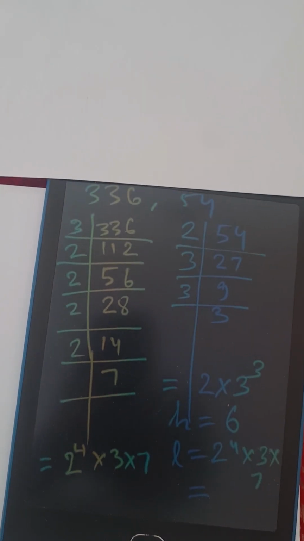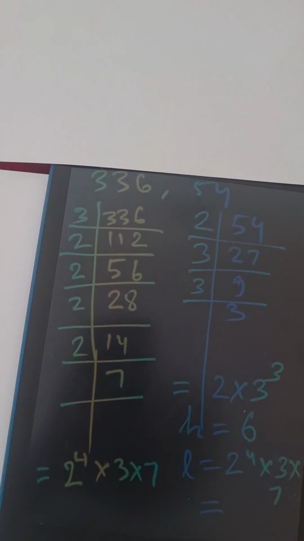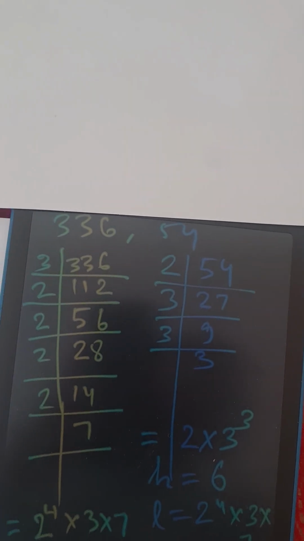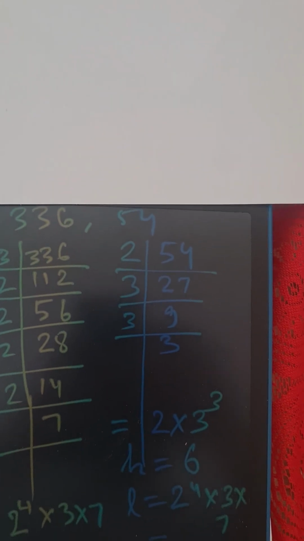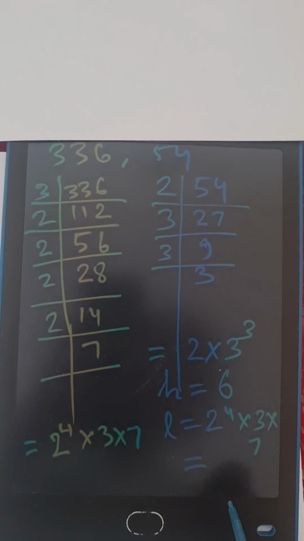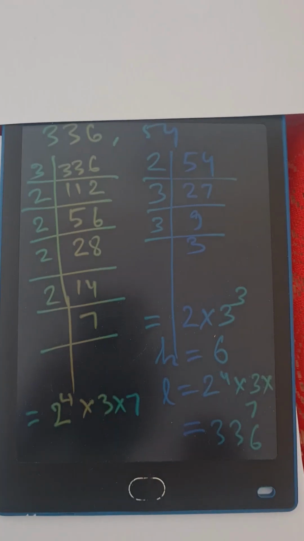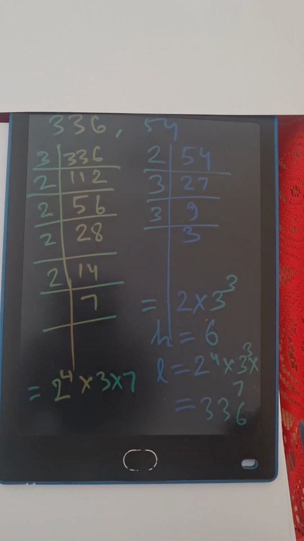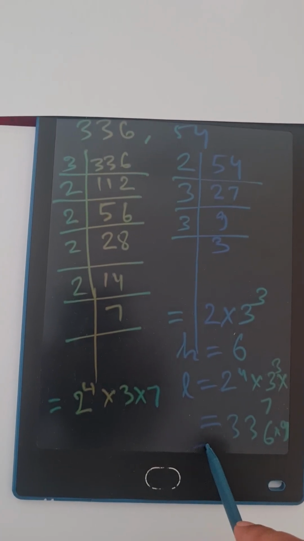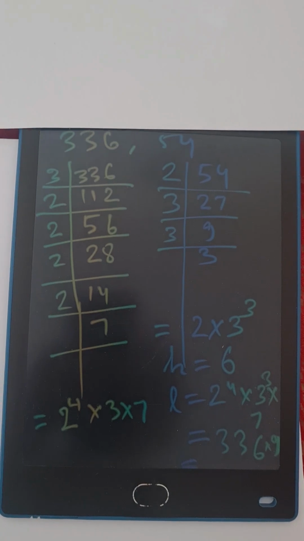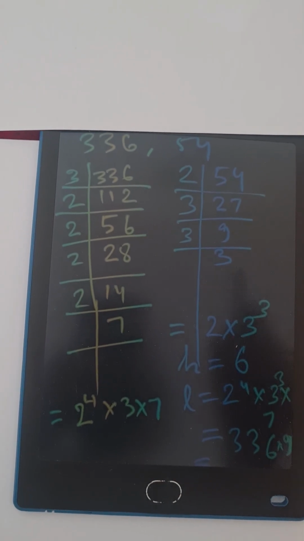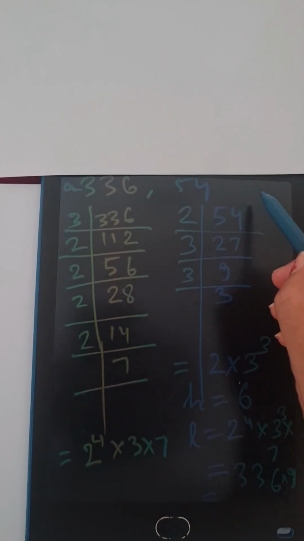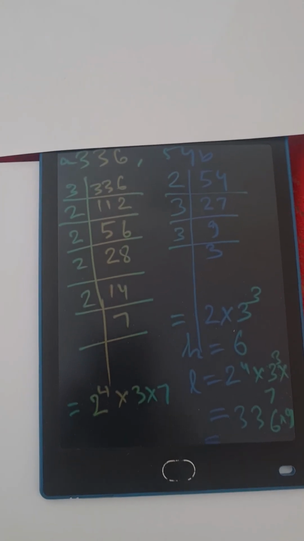Which will be, since the 21 into 16, this is 336. Which is not correct. So 2 raised to the power 4 into 3 raised to the power 3 into 7. So 336 into 9, which 9 6s are 54. So we can see that it satisfies that the product of the two numbers A and B is equal to the product of the LCM and HCF of those two numbers A and B.